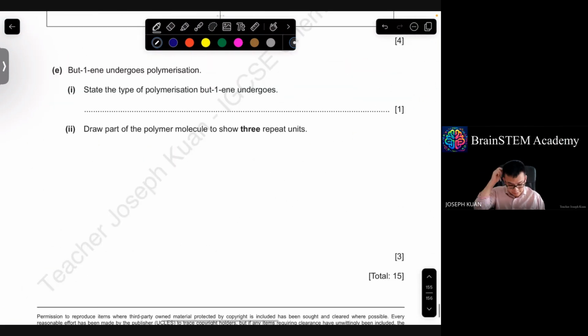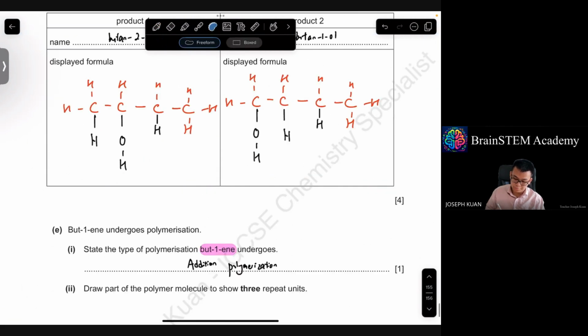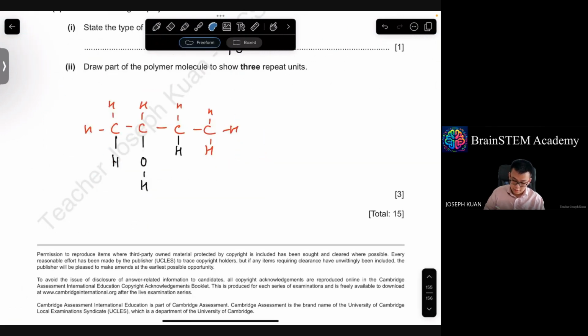But-1-ene undergoes polymerization. State the type of polymerization that but-1-ene undergoes, because this is an alkene. So it will be addition polymerization. Alkenes undergo addition reactions, so alkenes will undergo addition polymerization. Draw the part of the polymer molecule to show three repeating units. So but-1-ene, as we have drawn just now, you must align it together. Allow me to show you everything first.